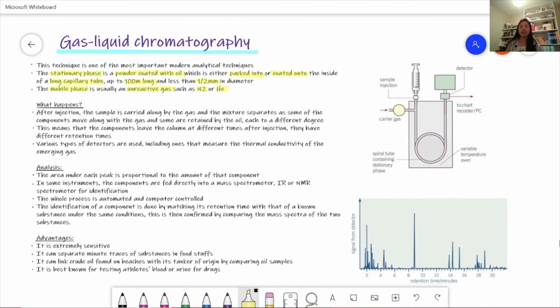So what happens is that after injection, the sample is carried along by the gas, and the mixture separates as some of the components move along with the gas, and some are retained by the oil, each to a different degree. So the components which move along with the gas have a higher affinity towards the gas, so the mobile phase, whereas the things which tend to stay behind and are retained by the oil have a higher affinity to the stationary phase, and so they get left behind.